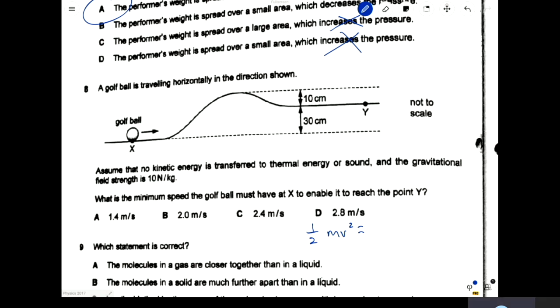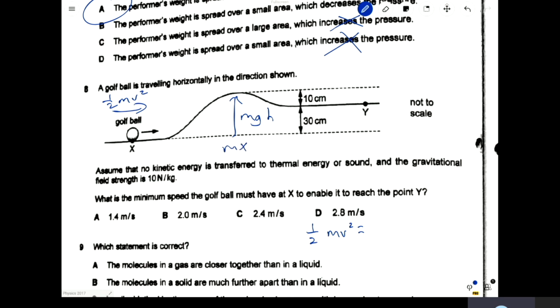mgh. The kinetic energy here must equal the mgh here, because it needs to go upwards, right? So it needs to overcome this mgh. This is the half mv squared. The half mv squared must equal the mgh. So let's try to find what this mgh is.